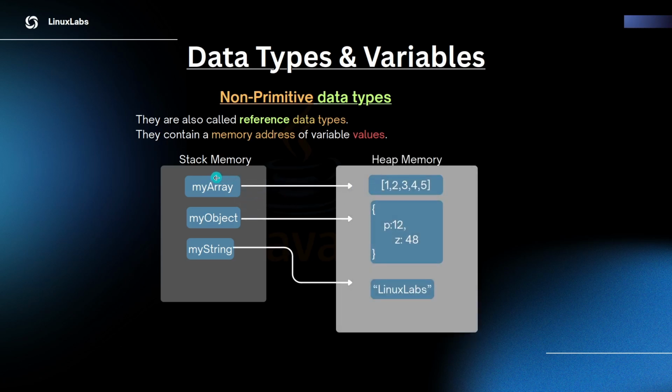This variable here does not have the value, it has an address. So when you come here, it tells you, oh, I don't have that value, but I know where that value is because I have that address.